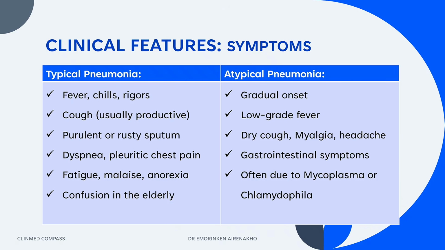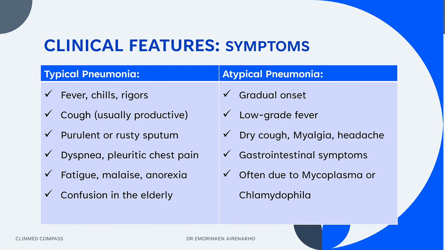For typical bacterial pneumonia, it's usually sudden onset. They have high fever, productive cough with purulent or rusty sputum, pleuritic chest pain, dyspnea, fatigue. In the elderly, watch out for confusion. It may be the only sign. For atypical bacterial pneumonia, such as those from Mycoplasma or Chlamydophila, it's usually gradual onset, low-grade fever. They have dry cough, headache, myalgia, sometimes GI symptoms like nausea or diarrhea.